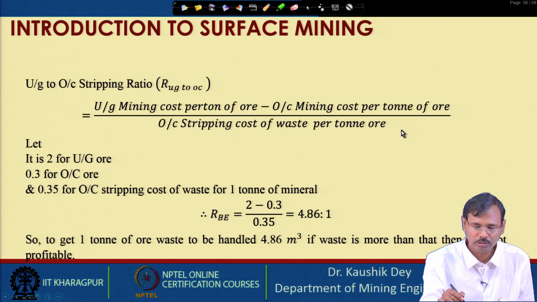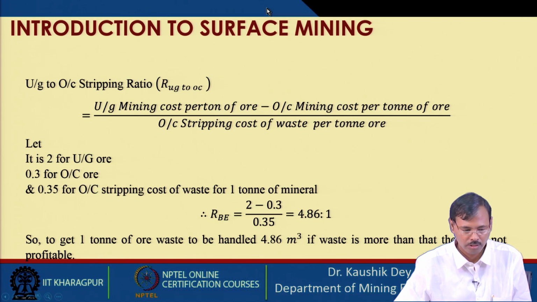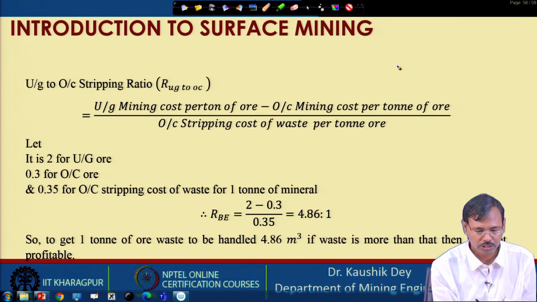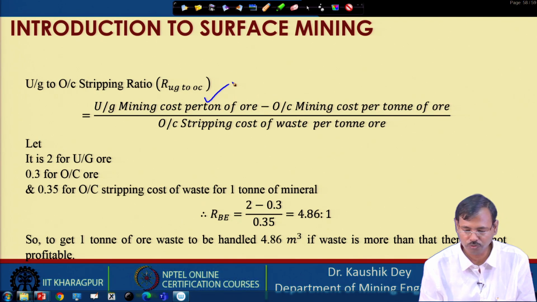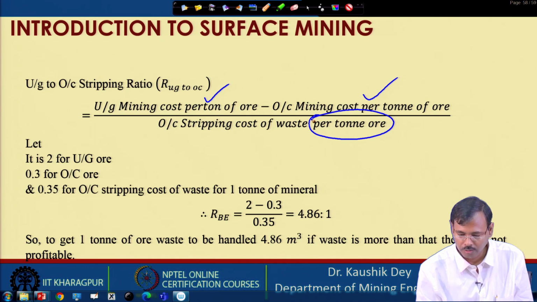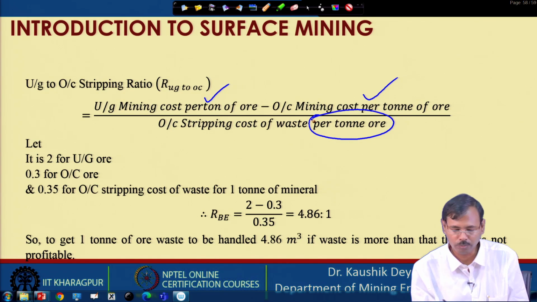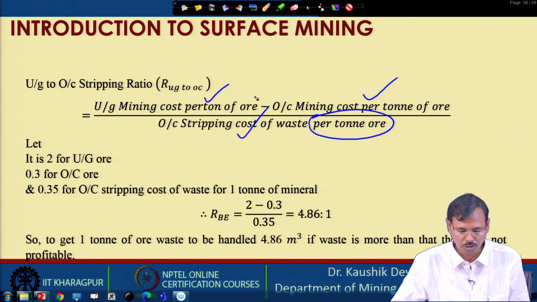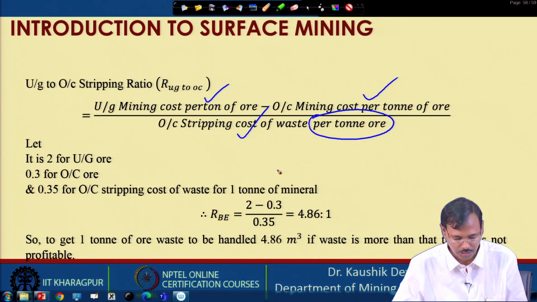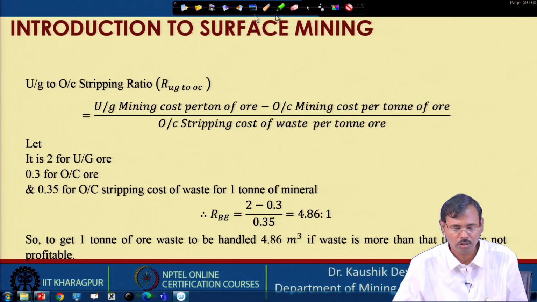The final one is the underground to open cast stripping ratio. This is the underground mining cost per ton of ore, minus the open cast mining cost per ton of ore, divided by the open cast stripping cost of waste per ton of ore. That means, here also you have to consider the mining stripping ratio. So, another problem is given here also for this.